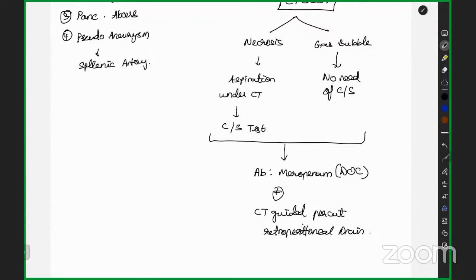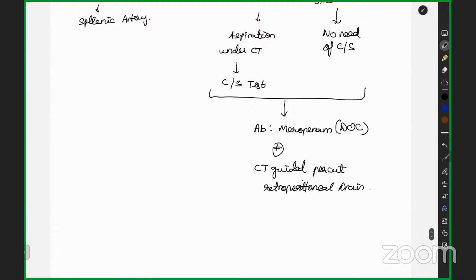What is the catheter used in the drainage? Can anyone tell me? In any external drainage, what is the catheter used? It is going to be a pigtail catheter. Very important, you have to remember. Anywhere in the body, if you're going to drain an infection, you're going to use a pigtail catheter.